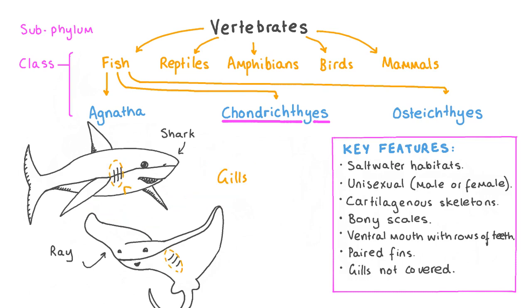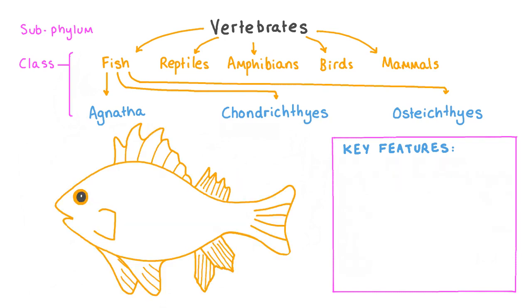Most fish have gills that allow them to carry out gas exchange in order to obtain oxygen from their watery environment. In class Chondrichthyes, these gills are not covered. The final class of fish are osteichthyes, which include fish species like salmon, tuna, and the trout we looked at earlier. They can be found in either saltwater or freshwater habitats, like rivers and lakes.